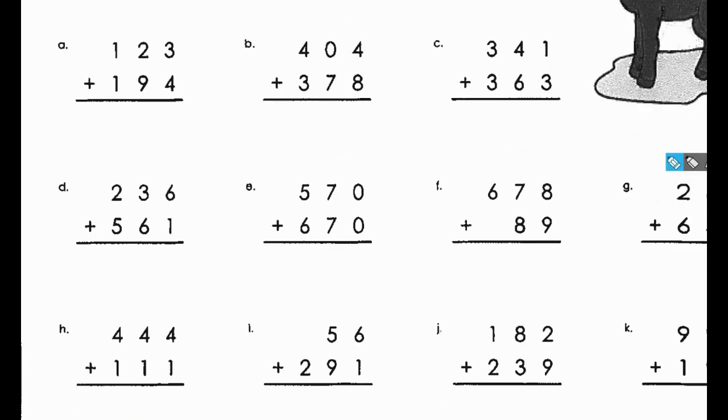Okay, let's do letter A. It says 3 plus 4 is? 7. Do I have anything to carry to the tens place? No. Okay, 2 plus 9? 11. I put the 1 in the ones place first. I carry the 1 to the hundreds place, right? And then 1 plus 1 is? 2 plus the 1 that I carried? 3.